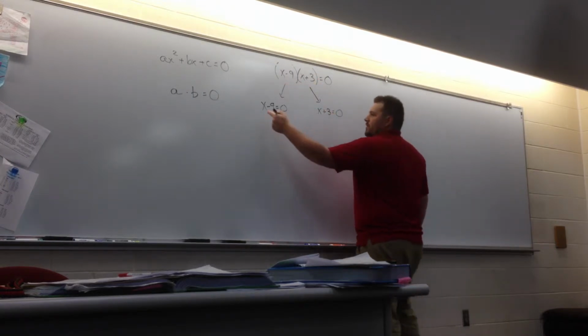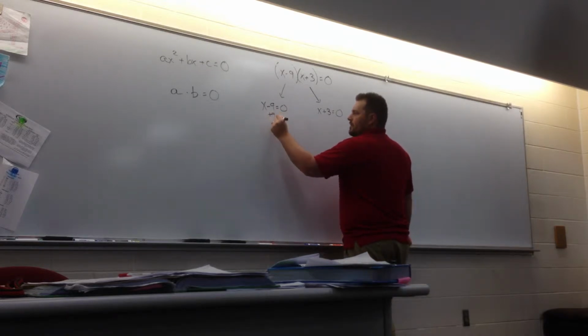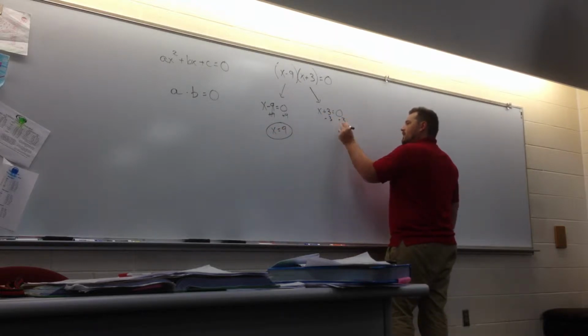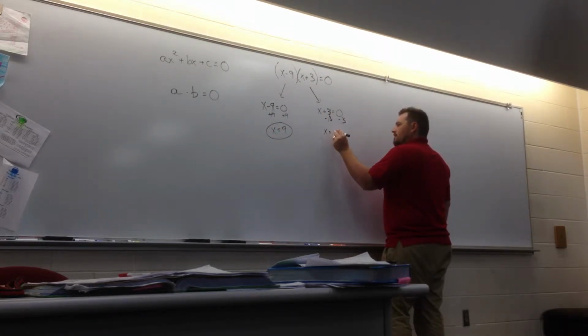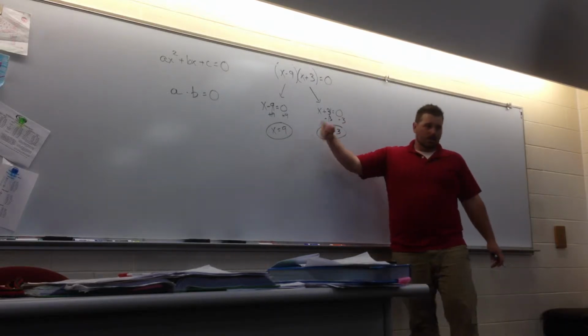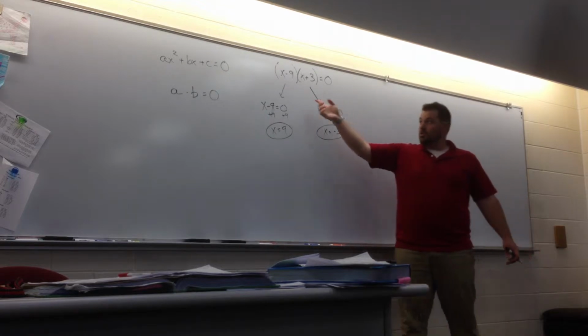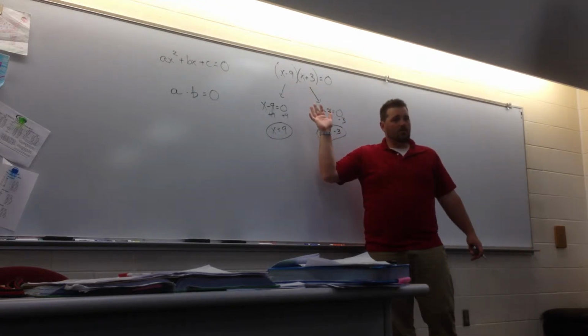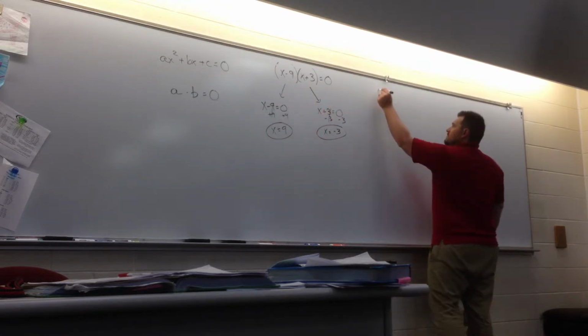Once we do that, we get x all by itself. So here I would add 9, and x equals 9. Here I would subtract 3, so x equals negative 3. So positive 9 and negative 3 are my two roots or solutions to this particular problem. Okay?